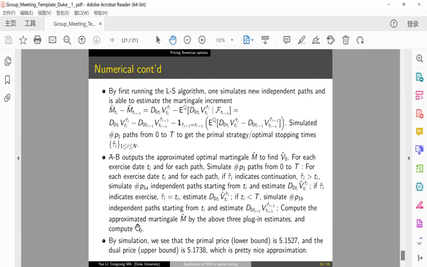And by Python simulation, we see that the primal price is this, and the dual price is this, which is a very nice approximation. Thank you.